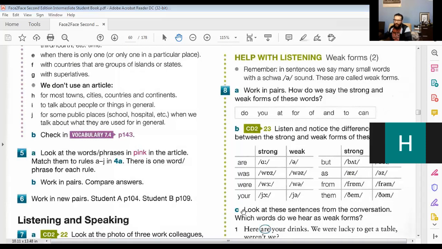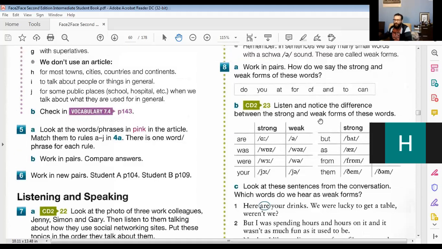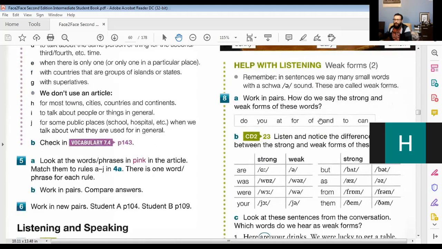Because if I ask you, can you read these? Most of you will say are, was, were, your, but, as, from, them, right? This is the normal way anybody reads these words. But this is called the strong form. And in real sentences, usually you don't hear the strong form. You're more likely to hear the weak form, okay? And the weak form is called weak because it has the schwa sound. So I'm just going to play it for you so you can see the difference.